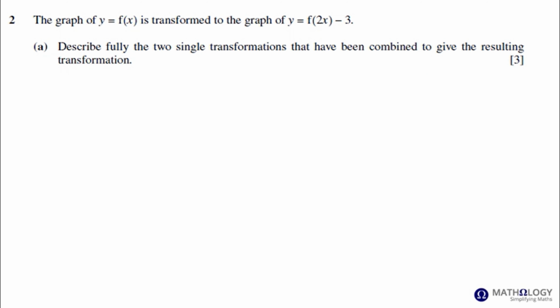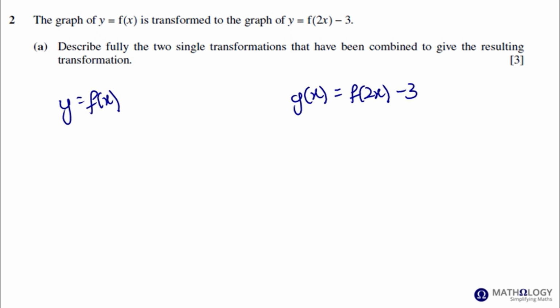Question 2. The graph of y equals f of x is transformed to the graph of y equals f of 2x minus 3. Describe fully the two single transformations that have been combined to give the resulting transformation. Okay, so we have y equals f of x, and I'm going to call this one g of x. It's just nice to label functions.